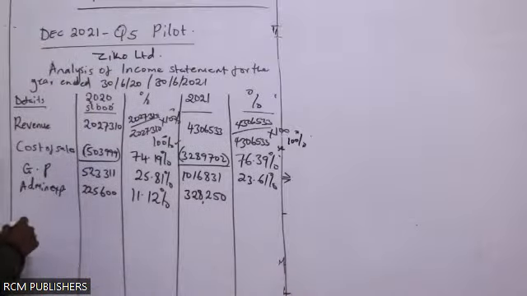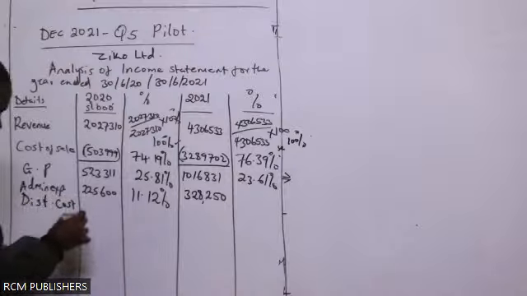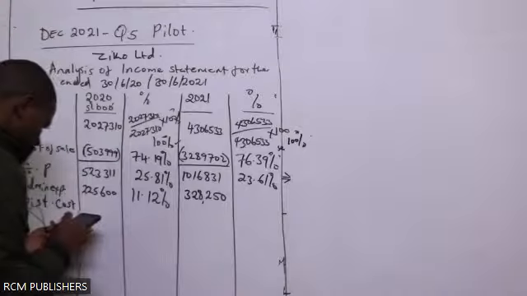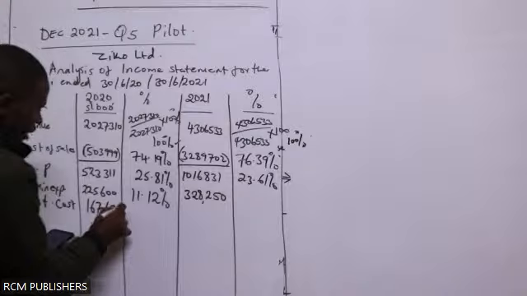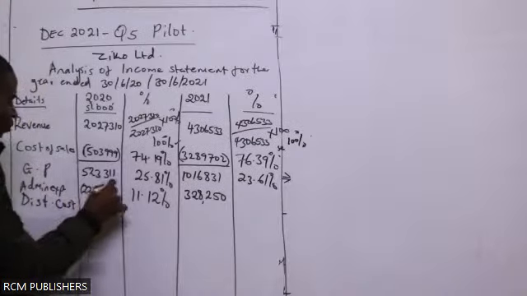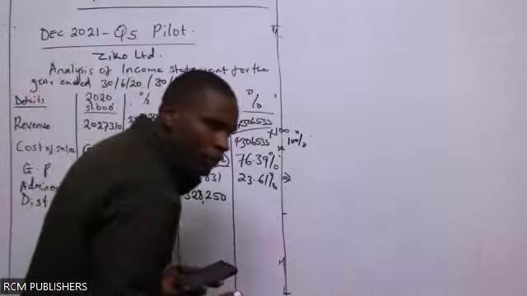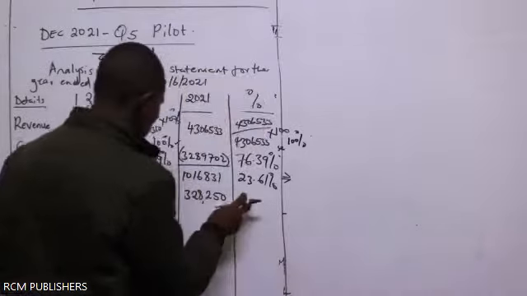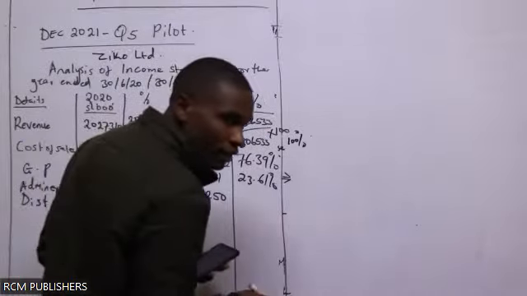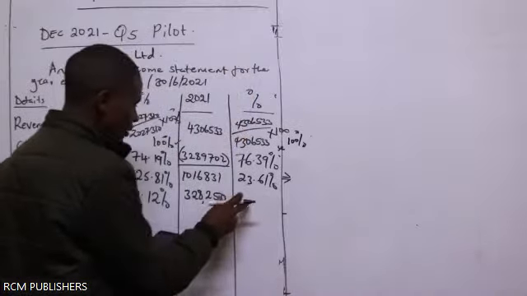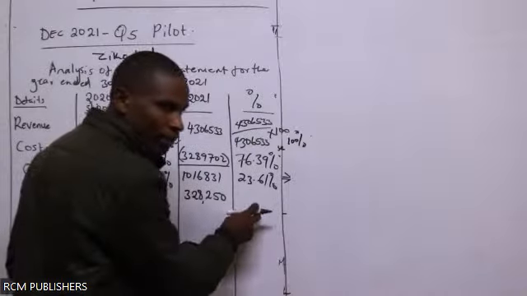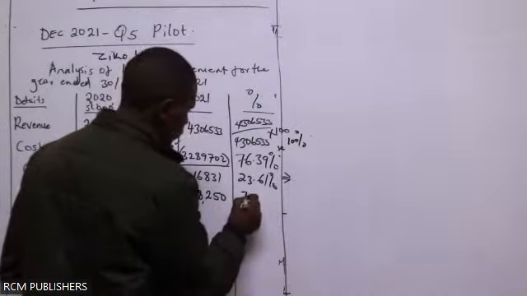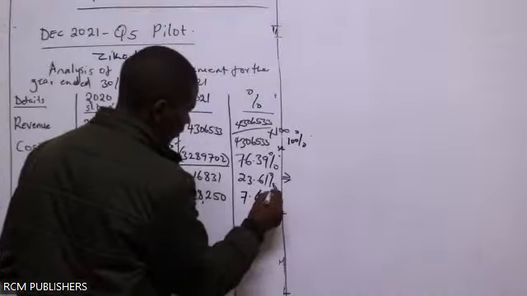The other one is distribution cost. We have 167,630. Remember, these are cost. Therefore, ndio maana unaona zimewekwa bracket, tutazitoa. Okay. What about this one? It's a positive figure, Esther. I hope so. For the 2021, mlipata ngapi hapa? 7.62%. That is very good.